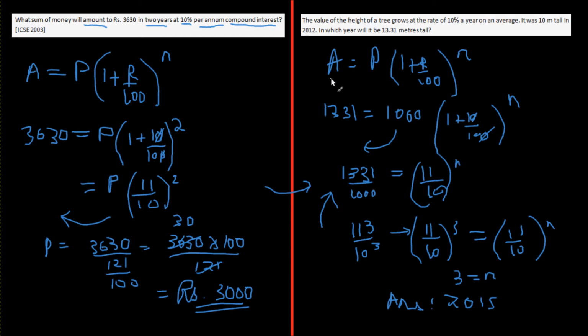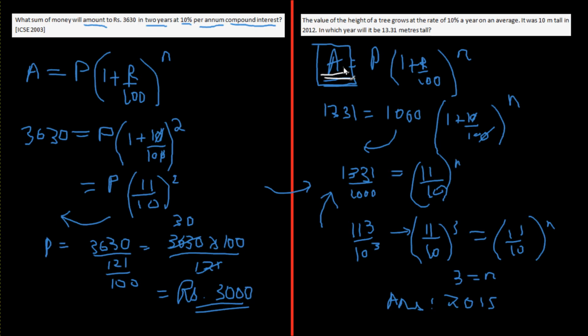It's a mistake which is made very, very often. So just before you start the question, just take a minute to think about which one comes later. If it's growing and it's 10 meters here, it's 13.31. Obviously, 13.31 will come later, so that goes into amount. In depreciation, it will be the opposite. So don't make that mistake.